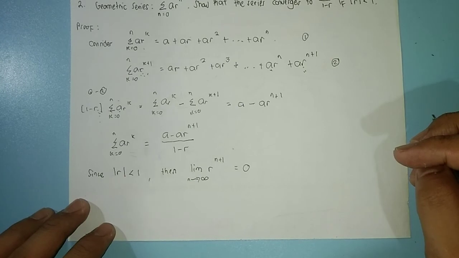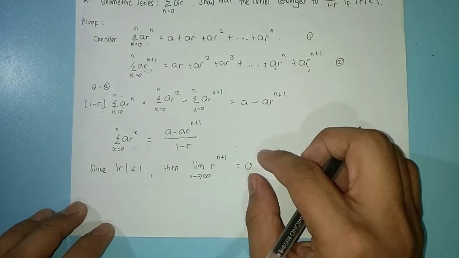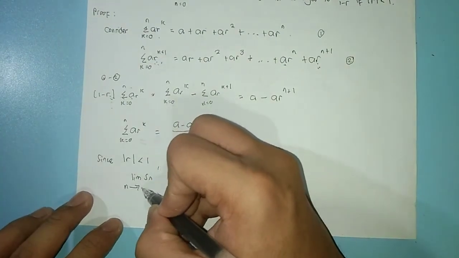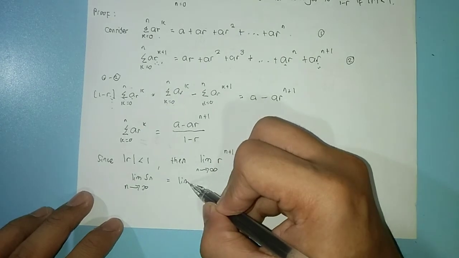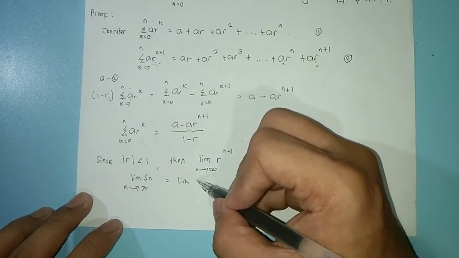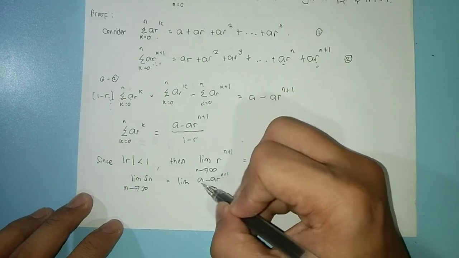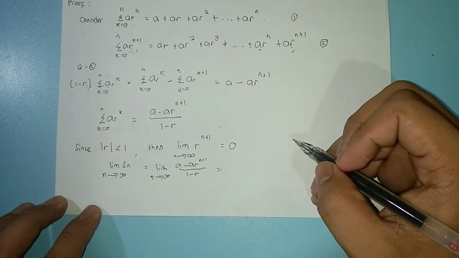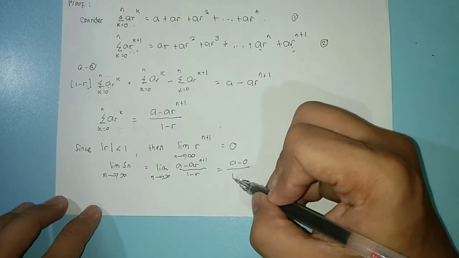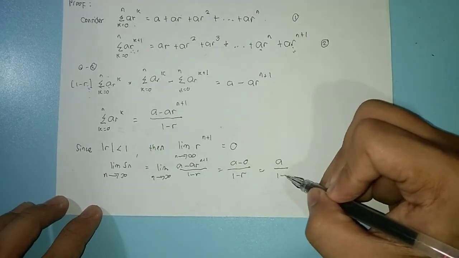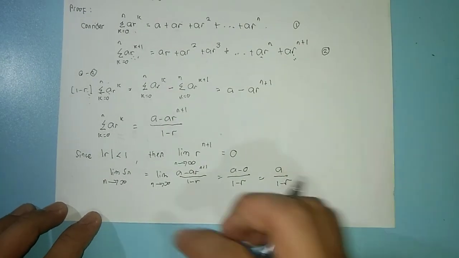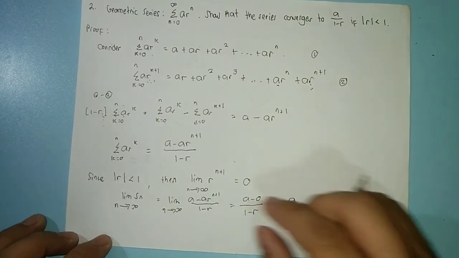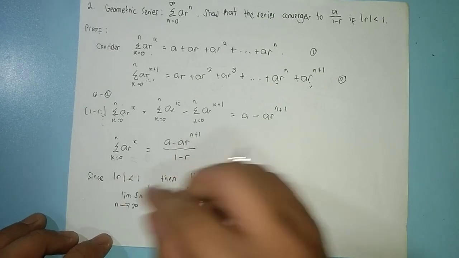Okay? Now, since the limit of this is 0, when we take the limit of S sub n as n approaches infinity, that is the limit of a minus ar raised to n plus 1 over 1 minus r as n approaches infinity. So this will be a minus 0 over 1 minus r, and that will be a over 1 minus r. So as you can see, the sequence of partial sums approaches a over 1 minus r for absolute value of r less than 1.